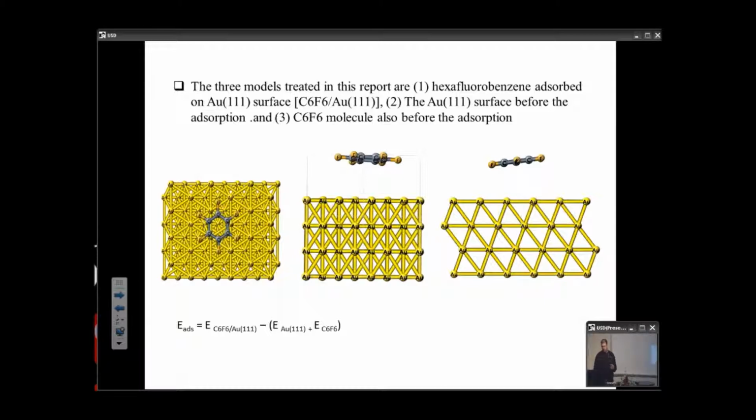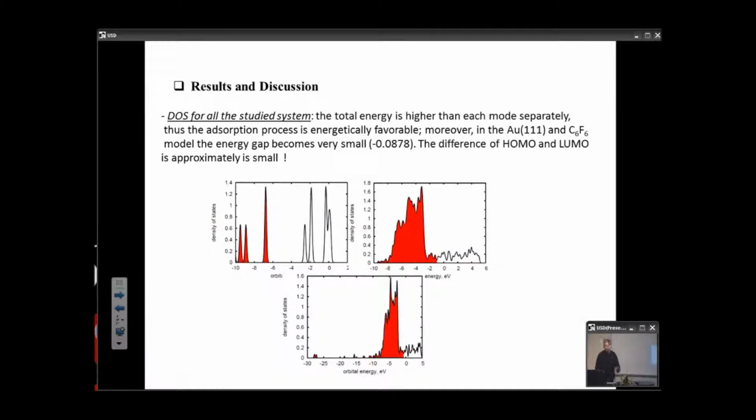To find the energy of adsorption, we should find the E total, the energy of the total system of hexafluorobenzene and gold, and subtract the energy of gold and also the energy of the hexafluorobenzene from the whole energy of the system.